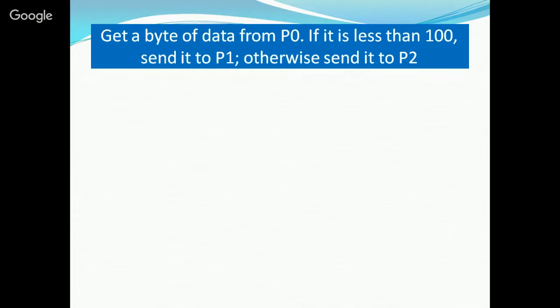Now, this is another program to get a byte of data from P0. You can also write it, because your board doesn't have that display. The program is to write a program in C to get a byte of data from P0. If it is less than 100, send it to P1. Otherwise, send it to P2.